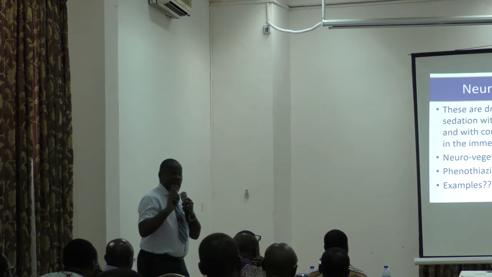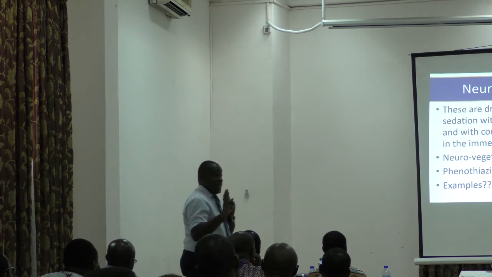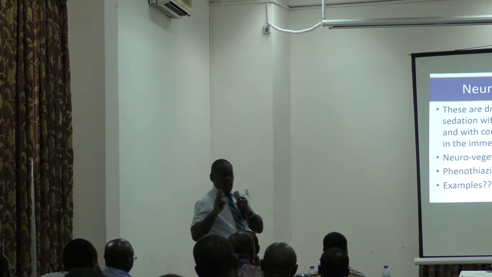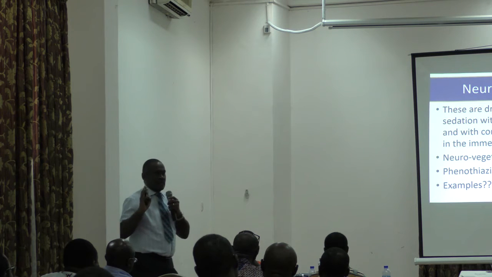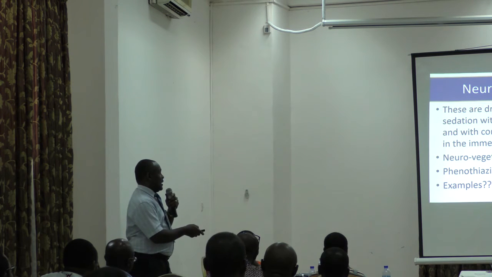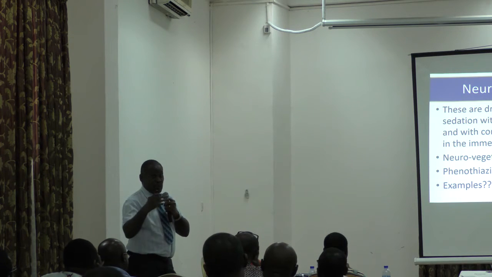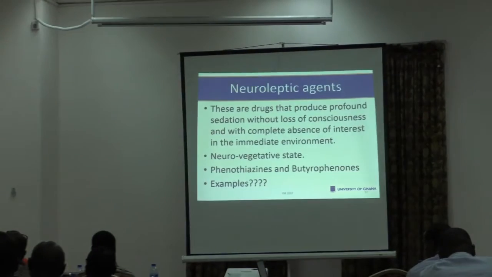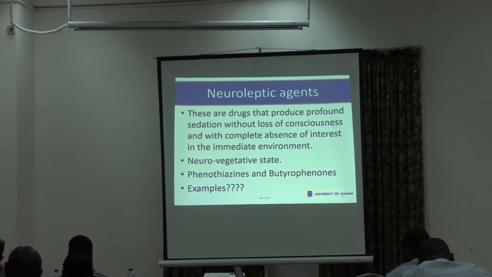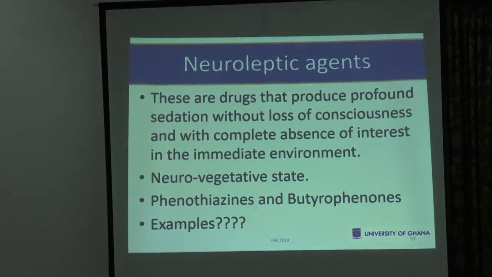Right. Then the last thing I'm going to talk about are the neuroleptic agents. People don't understand them. They are brilliant. The examples are haloperidol and droperidol. We don't see a lot of droperidol in Ghana, but I have used it a lot. And haloperidol is something we use a lot.